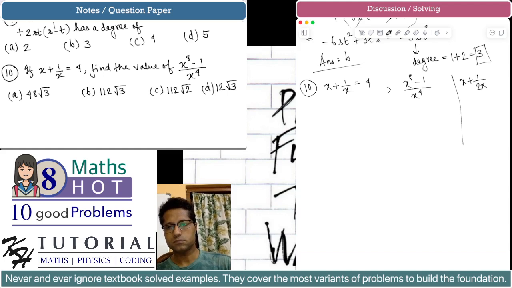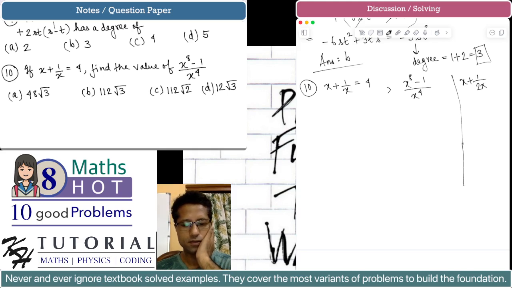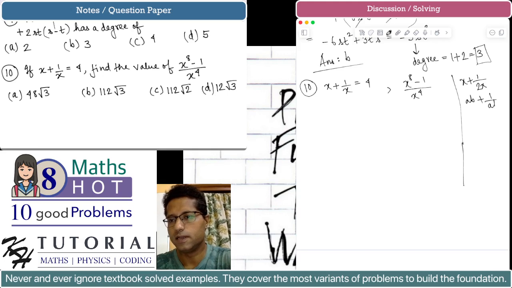So this kind of problem, the interesting fact is that if you are given the value of a binomial where the literal coefficients in the two terms are reciprocal of each other. So this could be x plus 1 by 2x. It can also be, let's say, AB plus 1 by AB, anything. Their product must be independent of any variable.